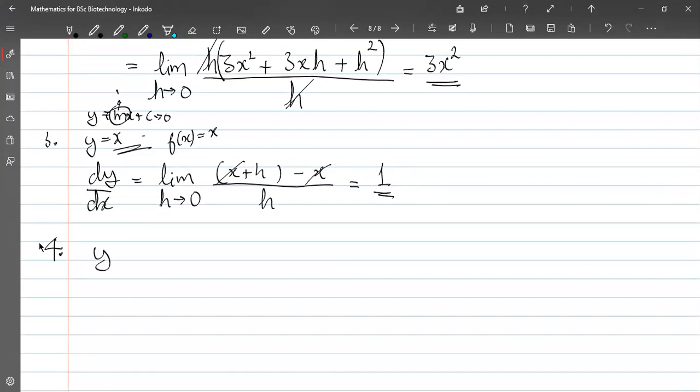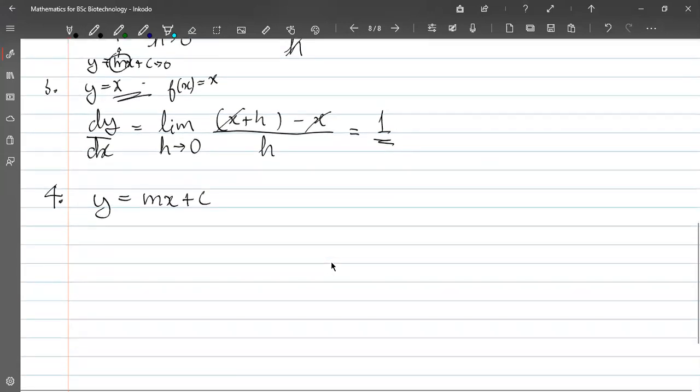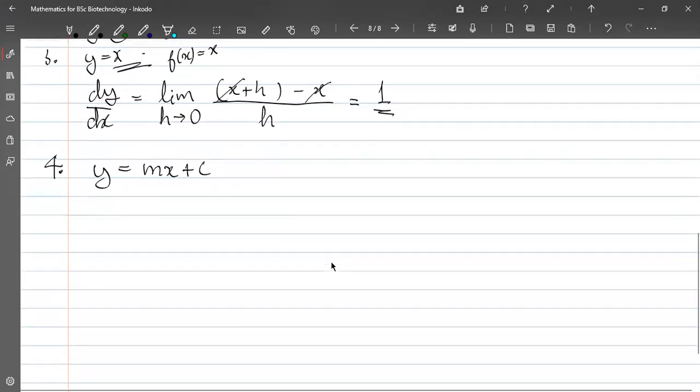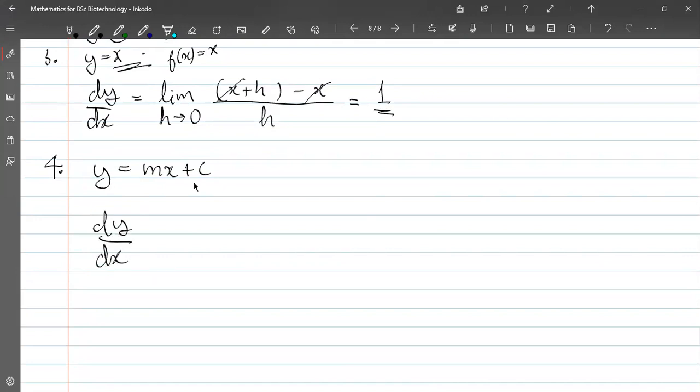But we have not done it in full generality. So we should take a general straight line. General meaning with a general slope, not that ax plus by plus c form, just y equal to mx plus c. And then for this, if you find the derivative, the answer should be m, because this is a straight line with slope m. If you check, even if you use the limit, you will get the same thing.